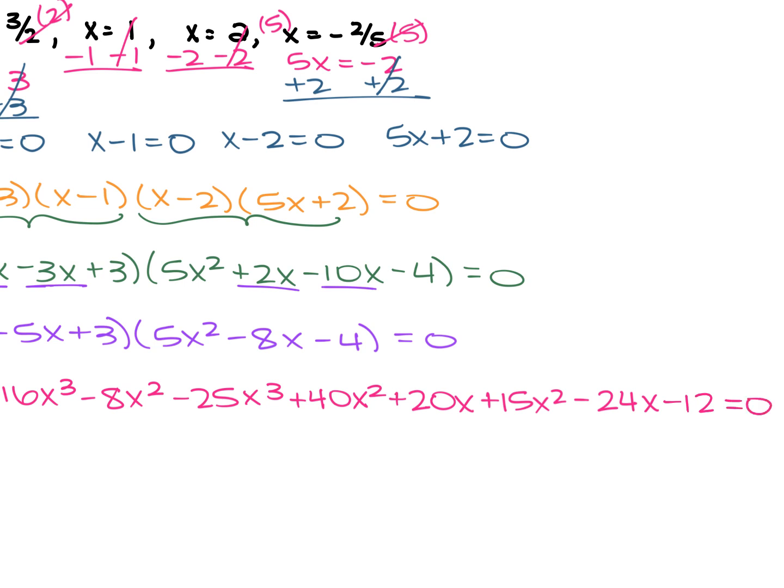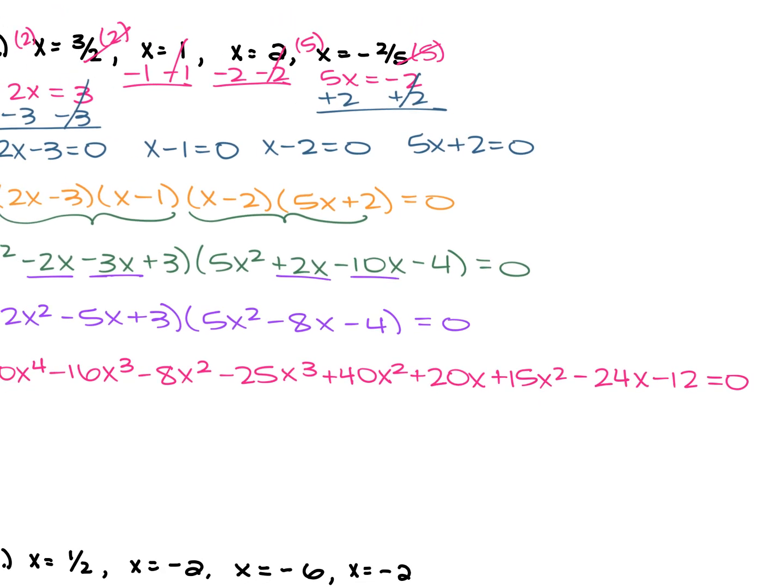From here, we combine like terms. So to combine like terms, the 10x to the fourth, there is no other x to the fourth, so we're going to drop that down. Next, we have negative 16x cubed, then negative 25x cubed. They're both negative, so you're going to keep the negative. The 6 and the 5 give you 1. Carry the 1. The 1 plus 2 gives you 4, so that's negative 41x cubed.